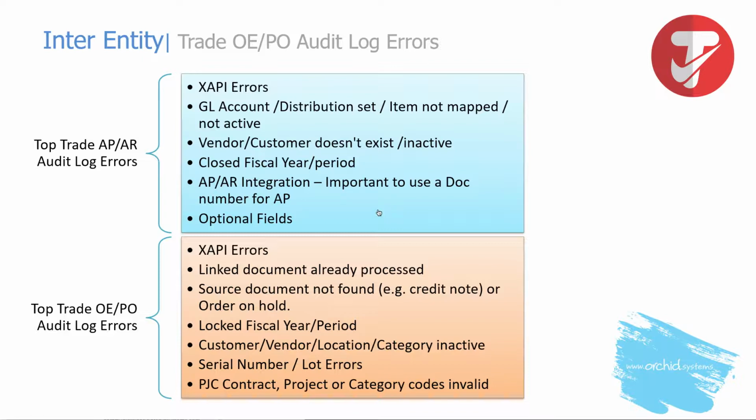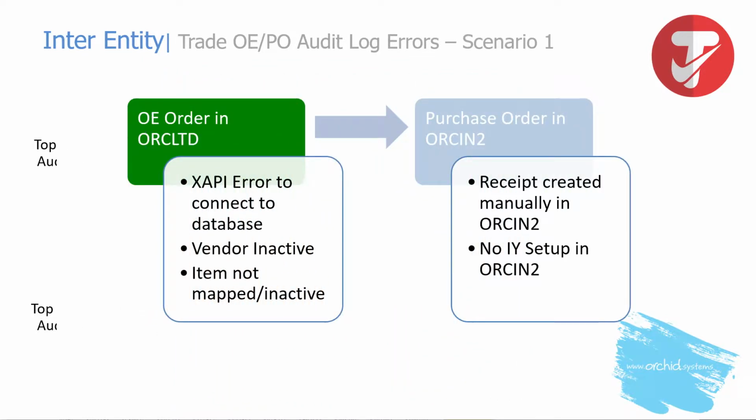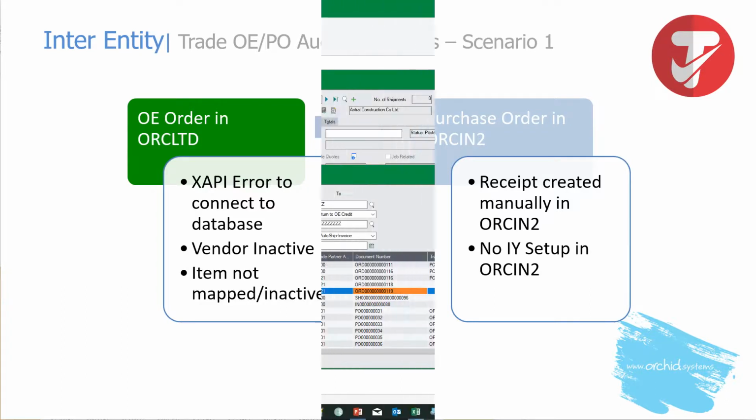We have some less common ones like errors around serial number or lots, or errors when PJC, project and job costing, contract, project or category codes are invalid. So we're now going to look at some of the most common errors in the OEPO audit log. In this first example, we're going to look at a simple scenario where an OE order in ORC Ltd creates a purchase order in ORC IN2, and we will go through a few errors relating to XAPI connections to the database, vendor being inactive, and items not being mapped.